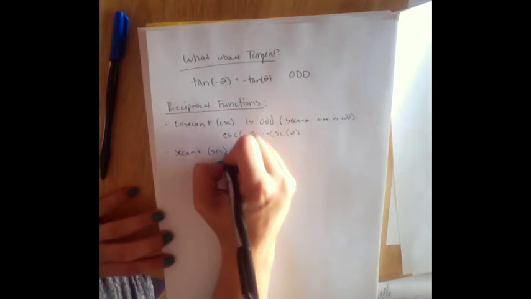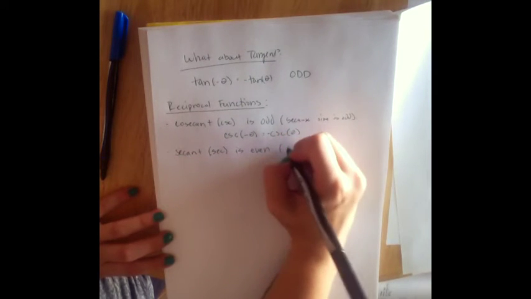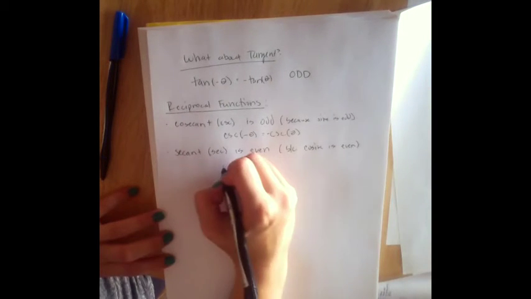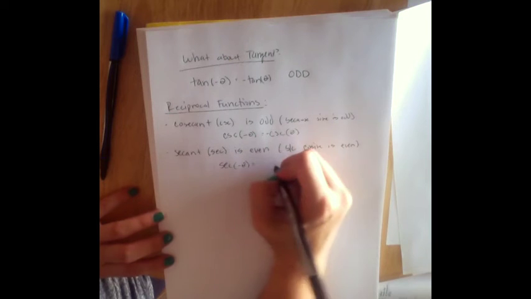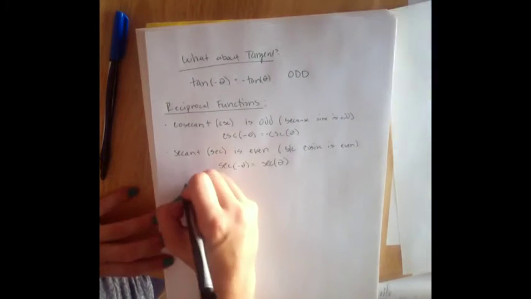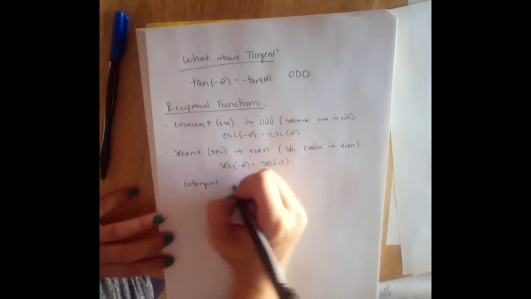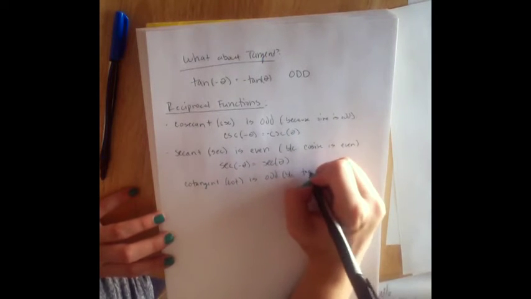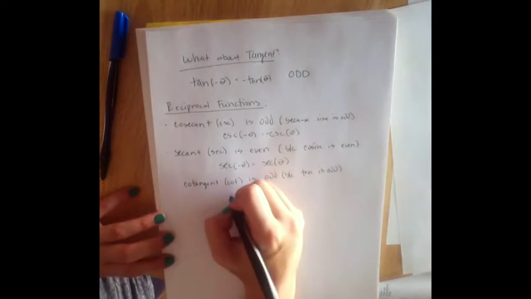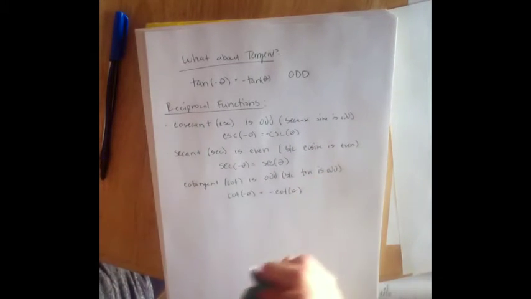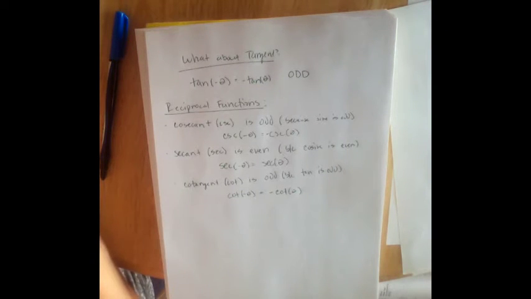Secant is even because cosine is even. So the secant of negative theta is equal to the secant of positive theta. It doesn't change. And cotangent is odd because tangent is odd. So cotangent of negative theta is the negative cotangent of theta. Okay?